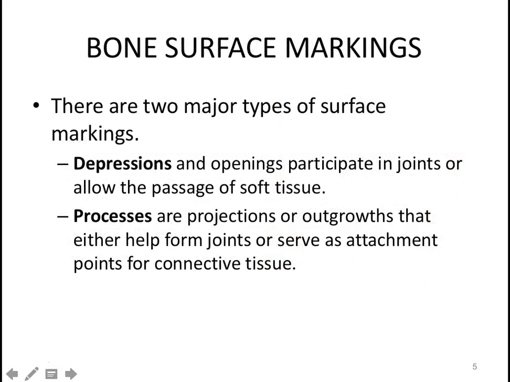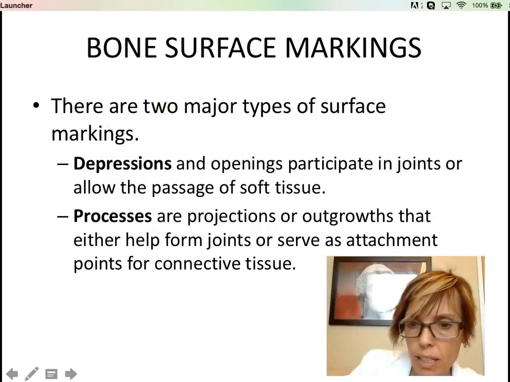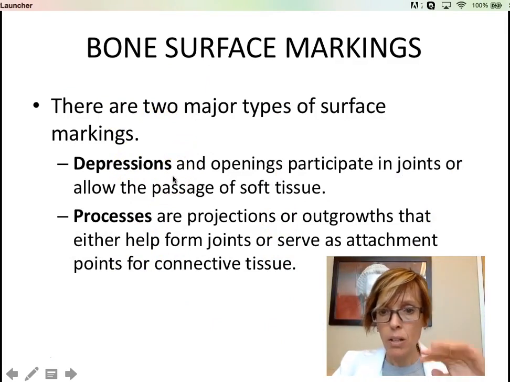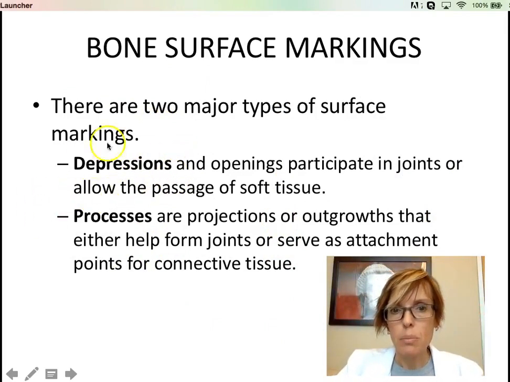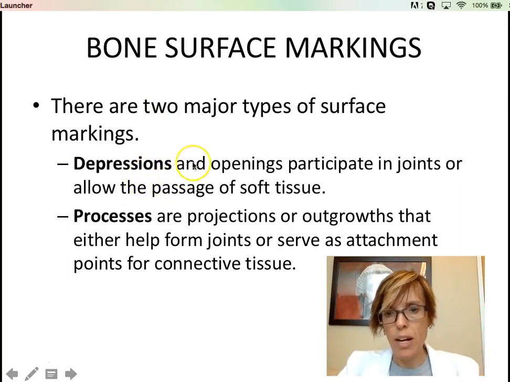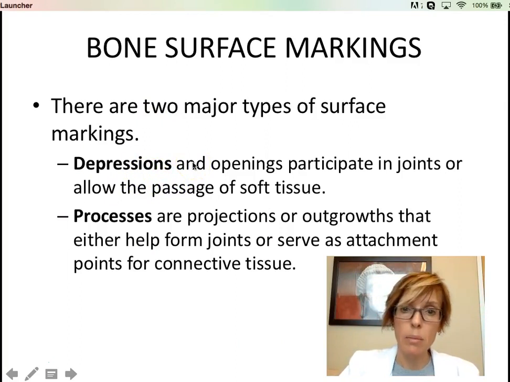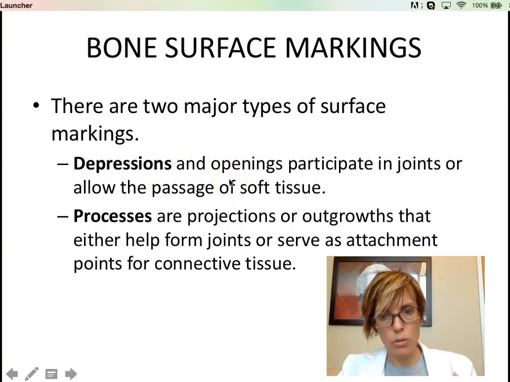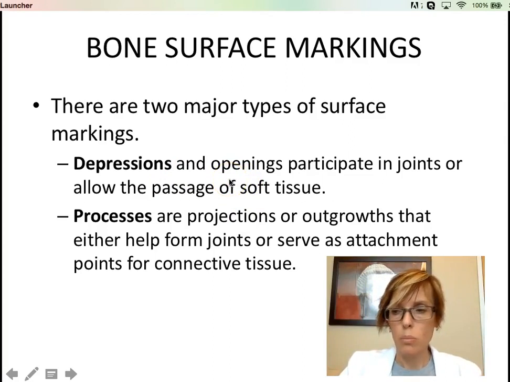All right, so we're going to talk a little bit about how bones get some of their terms. In general, there are 2 major types of surface markings you're going to find in bones: things can either dip in or they can stick out. A depression allows for a tendon to pass through, maybe a ligament, sometimes nerves or blood vessels. Those we consider depressions. And then processes are projections that are sites of attachment of muscles. Basically, the larger the process is, the larger the muscle that can attach to it.